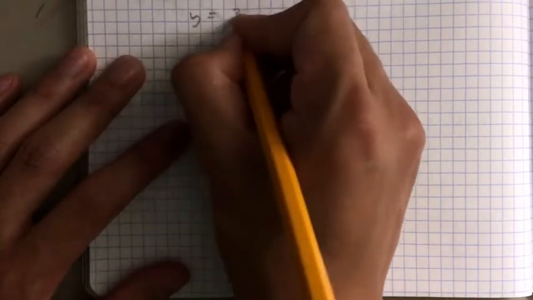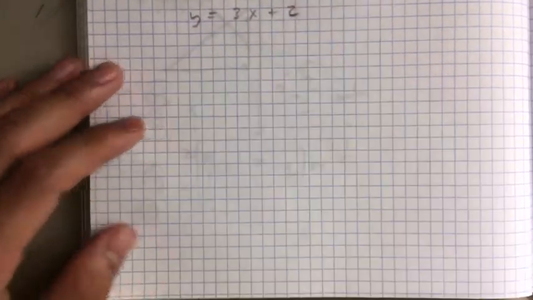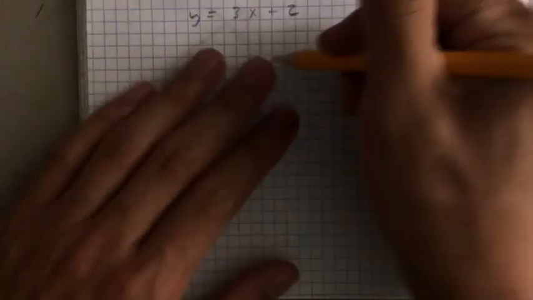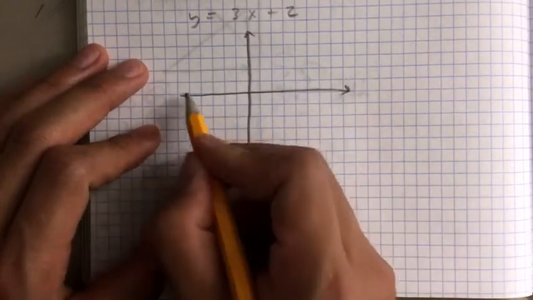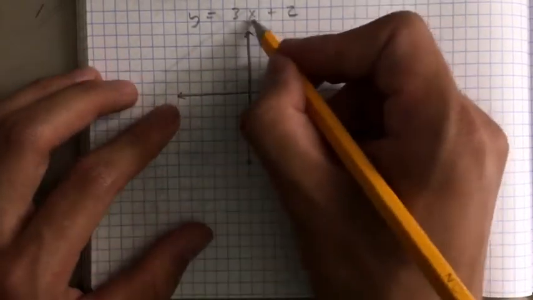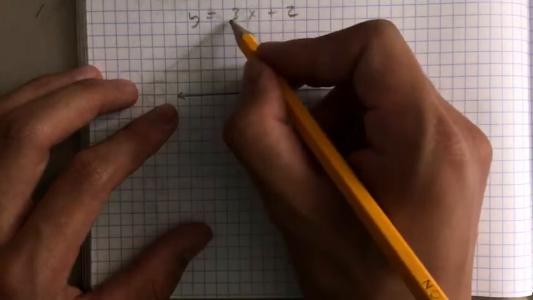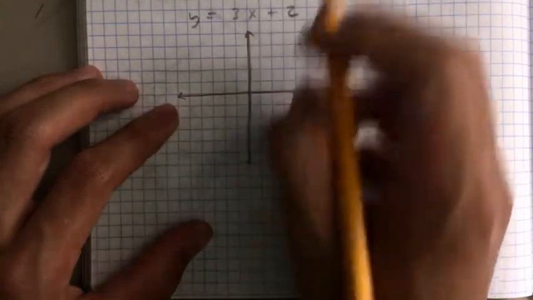y equals 3x plus 2. Now I'm going to show you the quick way to graph this. I already showed you inputs and outputs, but here's a really quick way to graph a line. Since I have 2, that just means that the y-intercept is going to be at (0, 2), because when x is 0, y is going to be 2.